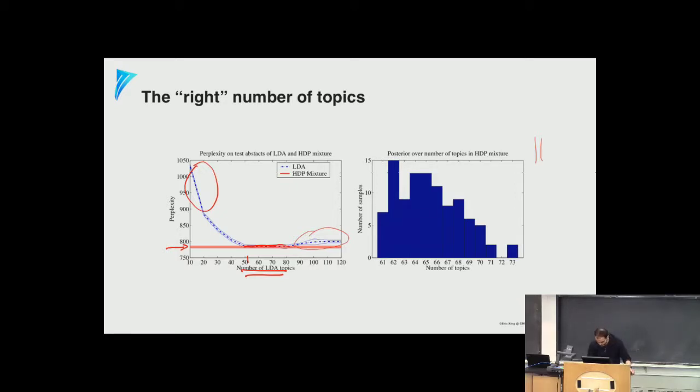Okay, so any questions at this point? We're not going to go into details of how to learn HDP or how to do inference specifically in this hierarchical model. I encourage you to look into the original paper.